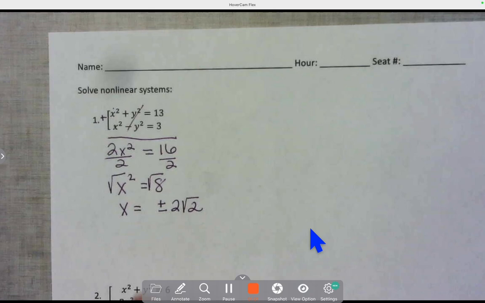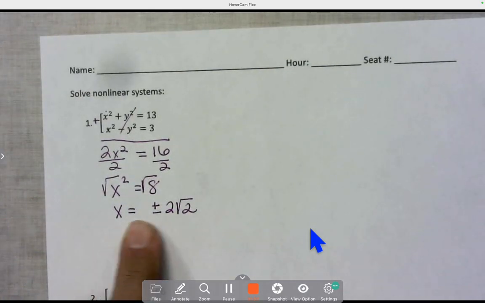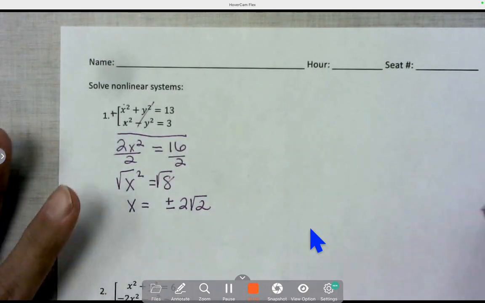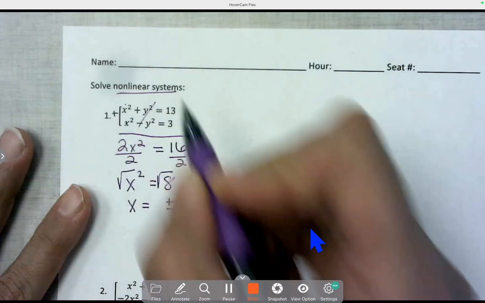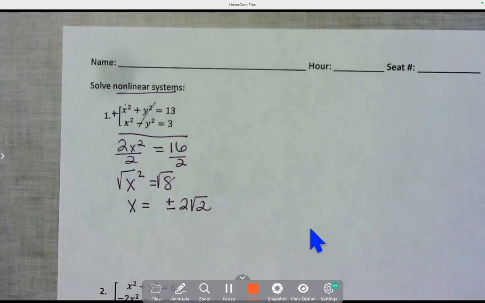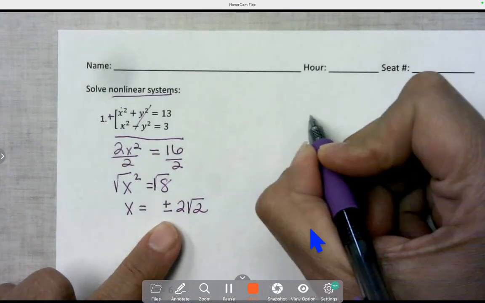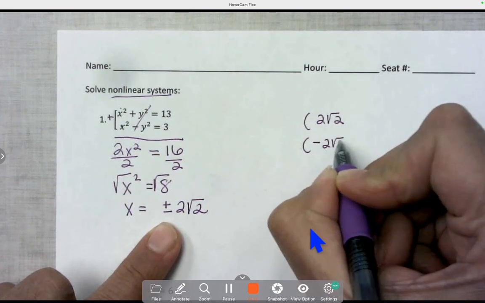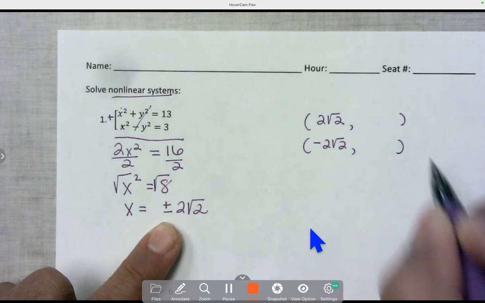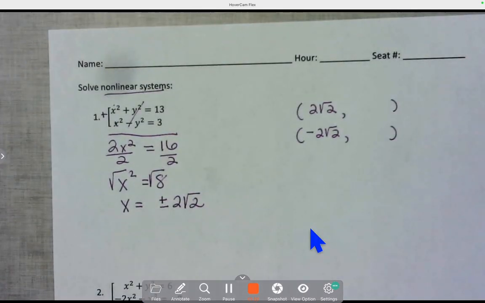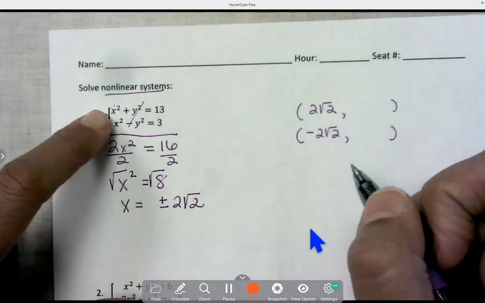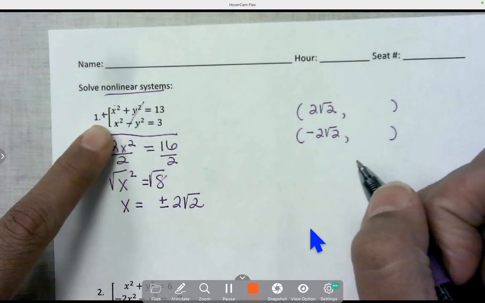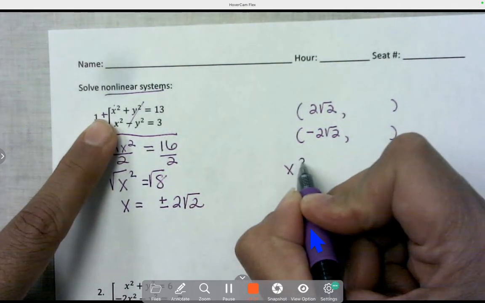So now in this particular situation, we have an x equals, and we have two outcomes. Remember, when we are solving nonlinear systems, we're looking at the point where they intersect. So we have two x's. So we have 2 square root of 2 and negative 2 square root of 2. So now we got to go back and find y. Okay? So we can plug it into the first or the second. I'm going to go ahead and plug it into the first one.